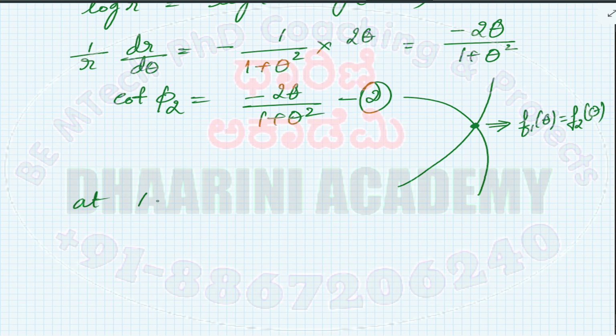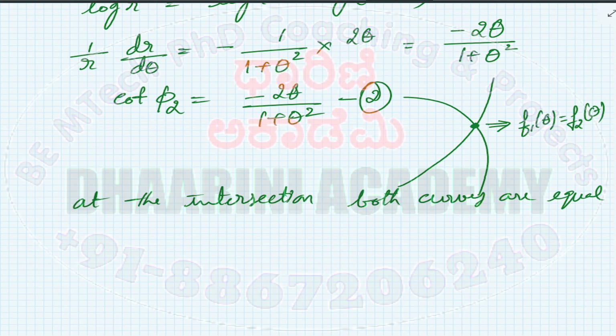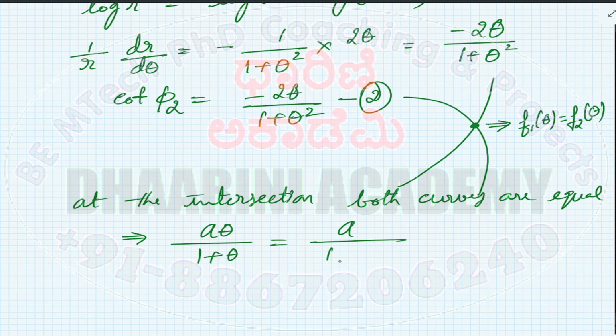At the intersection, both curves are equal, right? So when both curves are equal, I can equate them. How do you equate? This implies the first curve, this is a theta divided by 1 plus theta. This is the first curve. This is equal to a divided by 1 plus theta square, right? So a and a I'm going to cancel now. So I'll cross multiply.